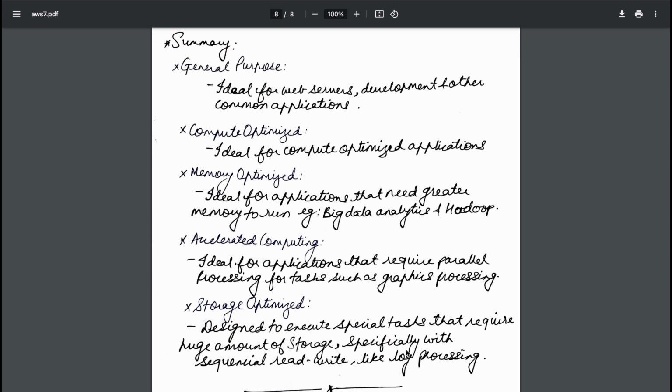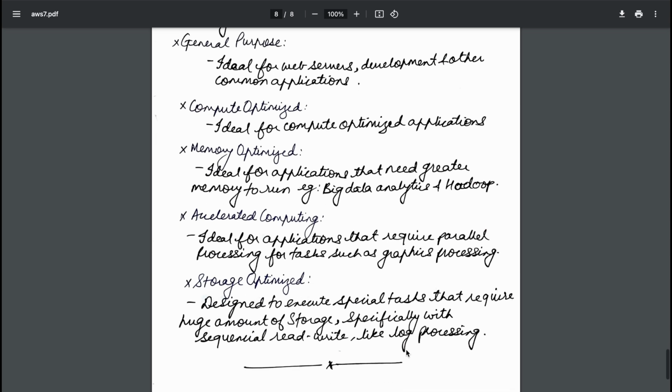The next one is accelerated computing. It is ideal for applications that require parallel processing for tasks such as graphical processing. The last and not the least is storage optimized, which is designed to execute special tasks that require a huge amount of storage, specifically with sequential read write, like log processing. All right, so that was all about the instance types in AWS.